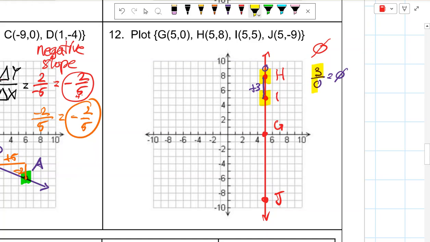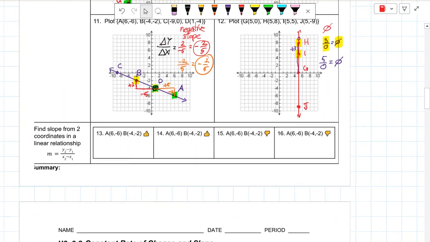3 divided by 0 is actually undefined. Your calculator will not do it. A lot of students see any number, such as 1, 2, 3, 4, 5, divided by 0, and a lot of students will say, well, that's 0. It's not. It is undefined. All right, so that's how slopes work when you're on a graph.